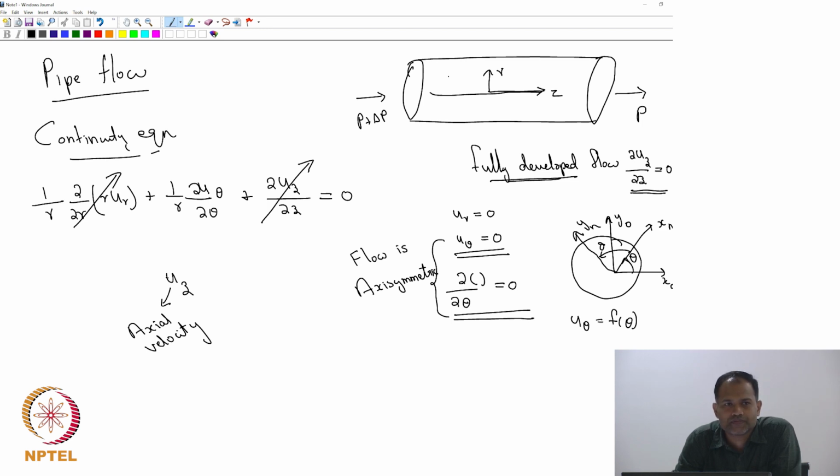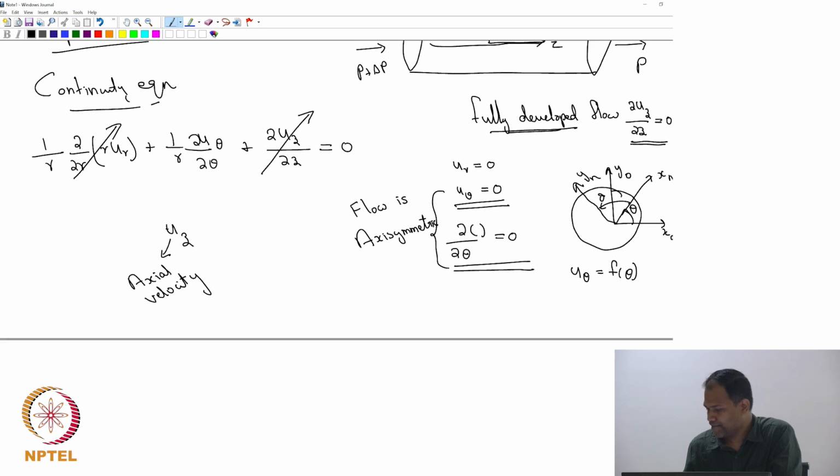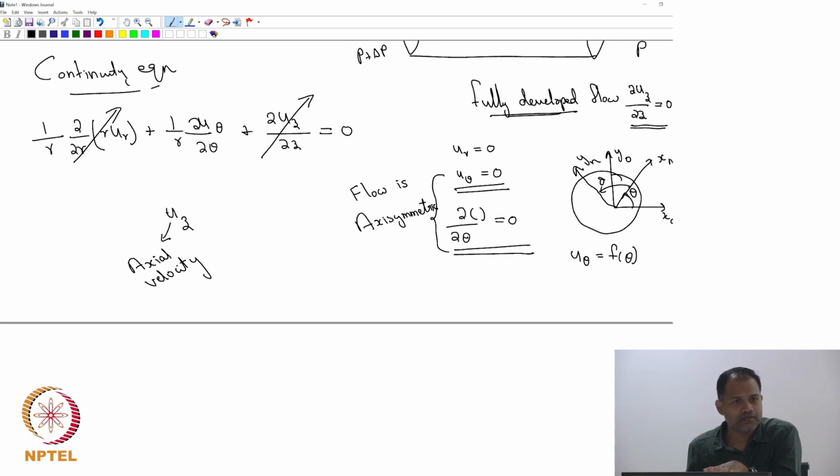Okay. All right. So those are the assumptions. Now we can just go ahead, write down our force balances, throw out all the unnecessary terms, and then see what is left out. Okay. Any doubts otherwise on this?